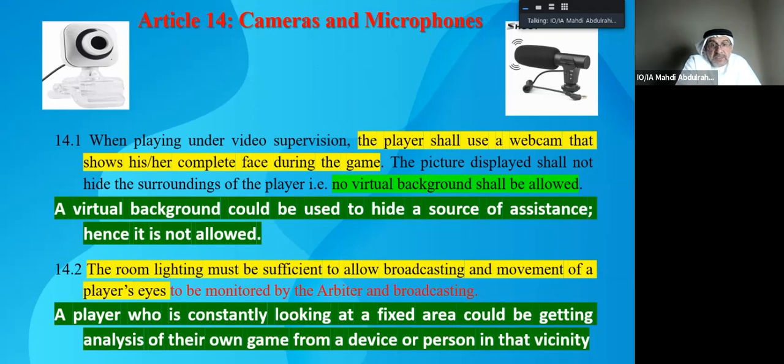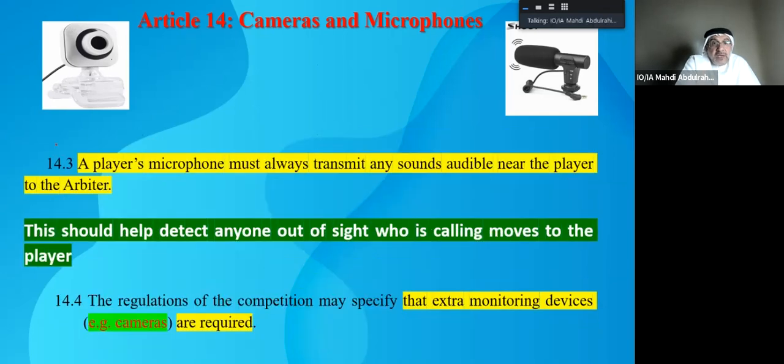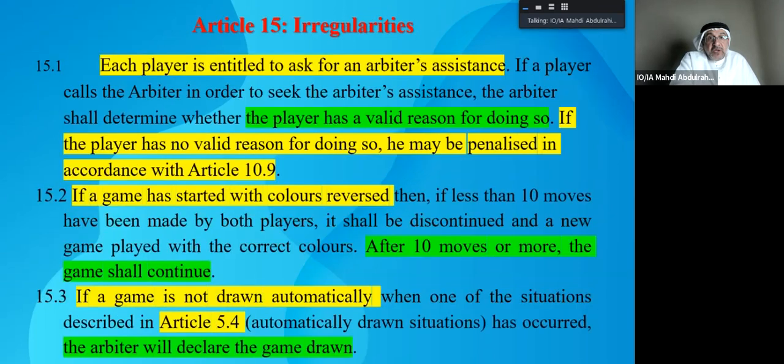A player who is constantly looking at a fixed area could be getting analysis of their own game from a device. This should help detect anyone off-site who is calling moves to the player. Then we will go to irregularity. The irregularity is the same as before.